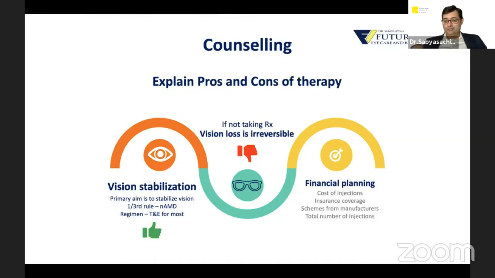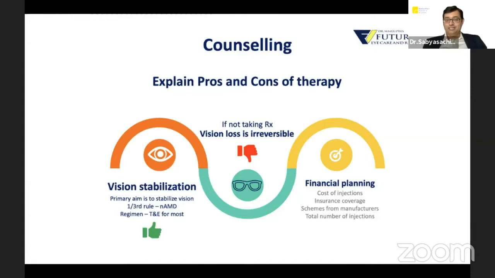Then a little bit about financial planning with patients helps quite a bit. So the cost of injections, insurance coverages, which are now available from the majority of insurance providers, especially when insurances have been renewed after October 2020. And there are some schemes from manufacturers where the cost of injections actually goes down. And of course, the total number of injections patients need to plan for, all these 5 or 6 or whatever that may be.